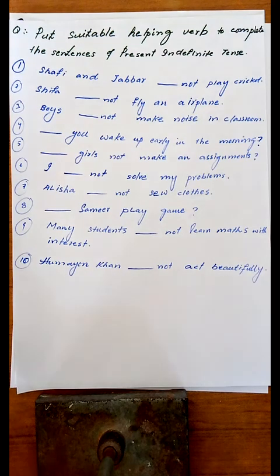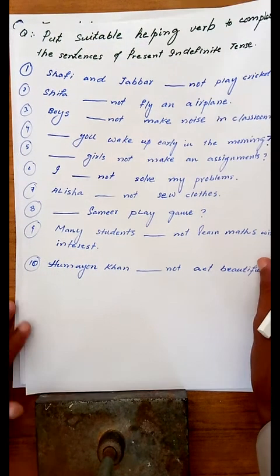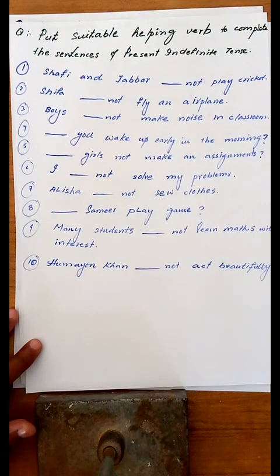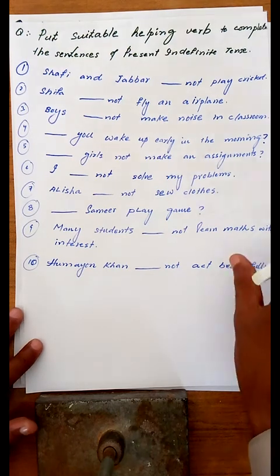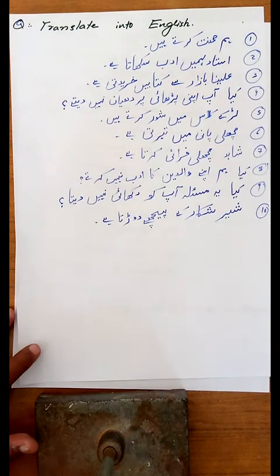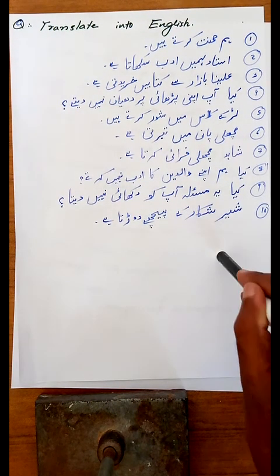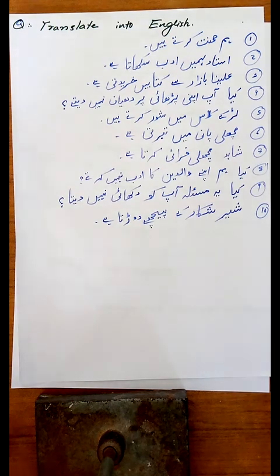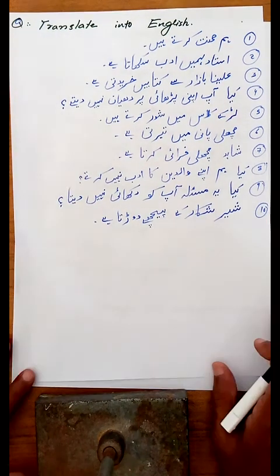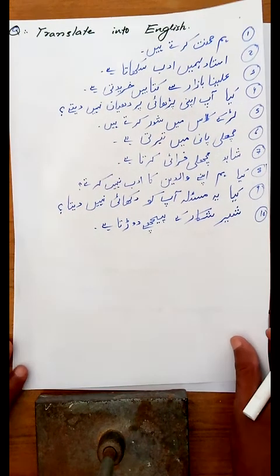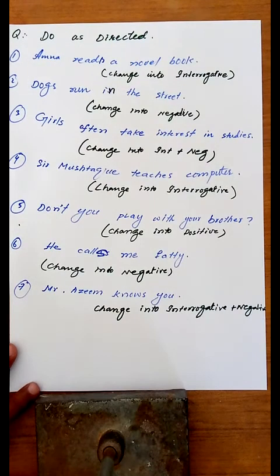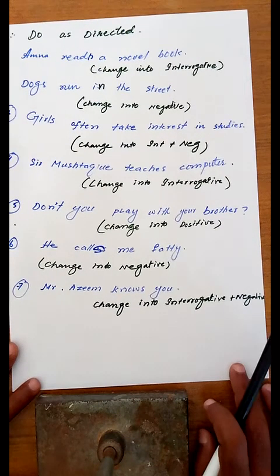Okay, dear students, this is your homework number 1, in which you have to put suitable helping verb to complete or to fill the sentences. Number 2, I am showing you the picture. This is about translation into English. Now read out the 10 sentences carefully, then try to understand the meaning and then write your answers in your notebook. And finally, your homework number 3 is do as directed.